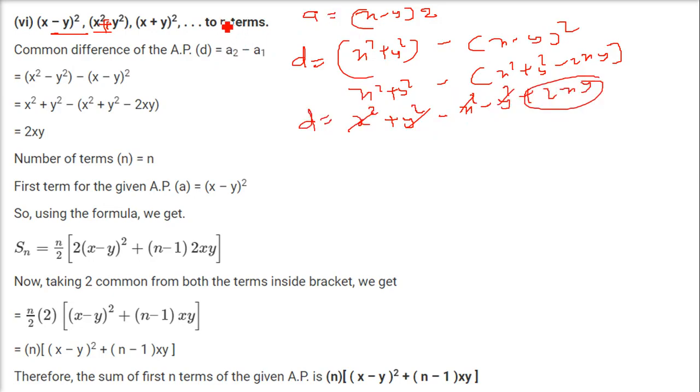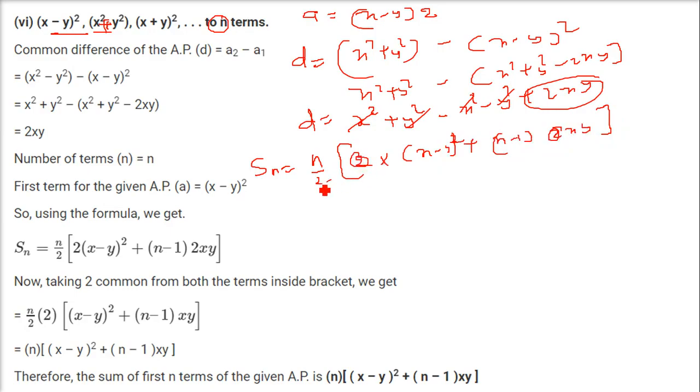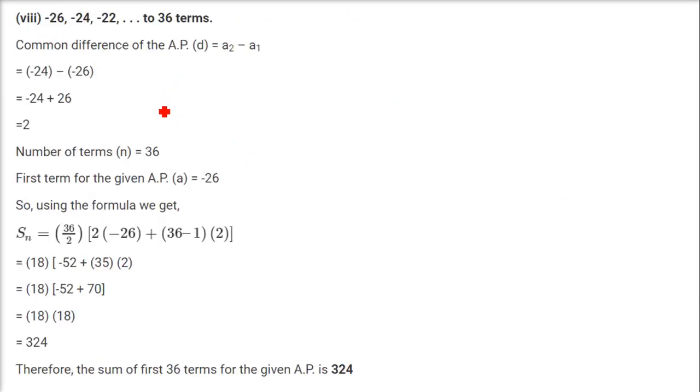Now when d is there and a is there, up to n terms we have to add, so just use the formula. Sn will be n by 2, 2 into a, which is the first term, x minus y whole square, plus n minus 1 into d. What is d? 2xy. There is nothing much we can do here. If you take 2 common, this gets cancelled. So the ultimate answer will be x minus y whole square plus n minus 1 into xy. This is the final answer. So this is how you are going to do the other questions also.